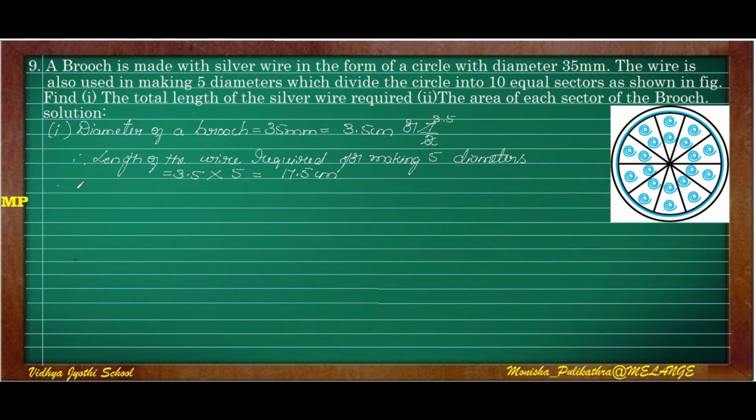So next, the length of the wire required for making a circle. So this brooch, that is the silver wire, a line is transformed into a circle. Okay, the length of a wire required for making a circle. So we know that if it is in a circle shape, this can also be considered as a circumference. So the length of the wire required for making a circle can also be considered as the circumference of a circle.